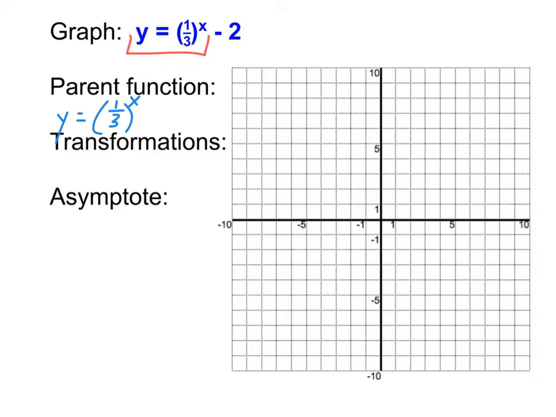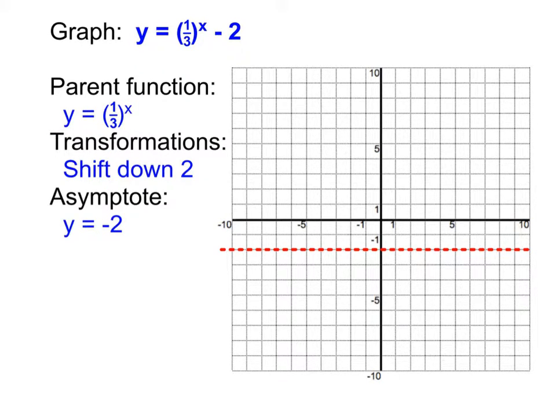Now, the minus 2 is hanging out at the end of my equation. Which way does that move it then? Up, down, left, or right? Down. Yep. This one is going to be shifted down 2. Now, if it is shifted down 2, where is my asymptote going to be? Well, my asymptote's normally at 0, right? If I move that down 2, does my asymptote move as well? Yes, it does move as well. It specifically moves to negative 2. My asymptote is negative 2 now.